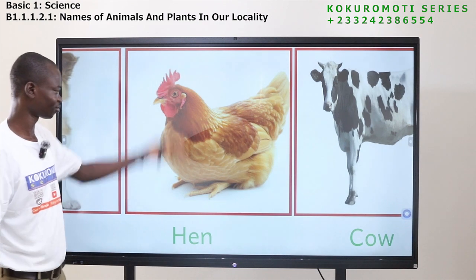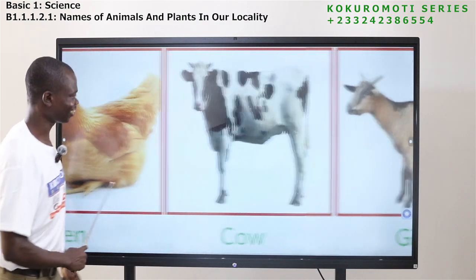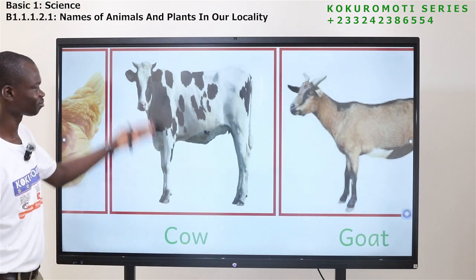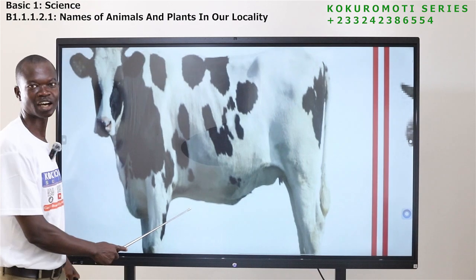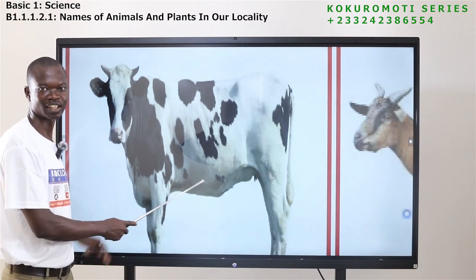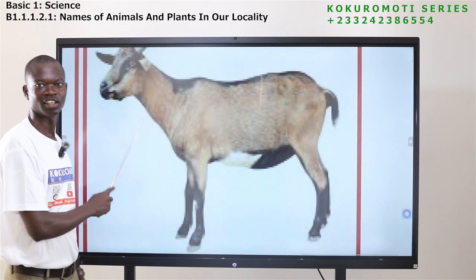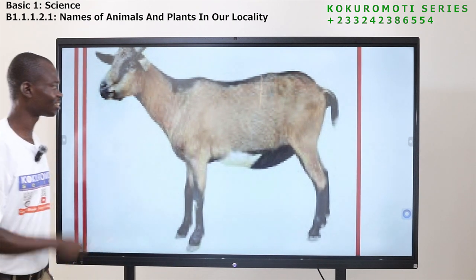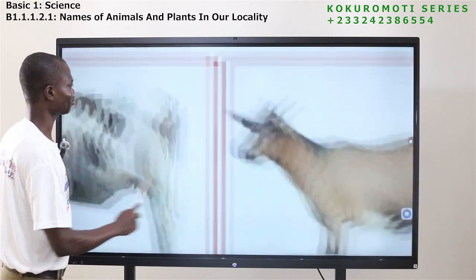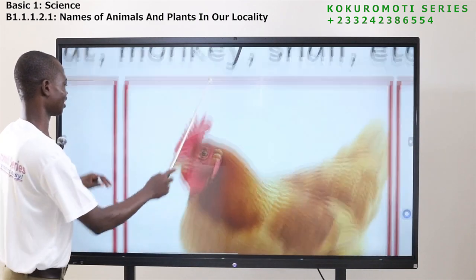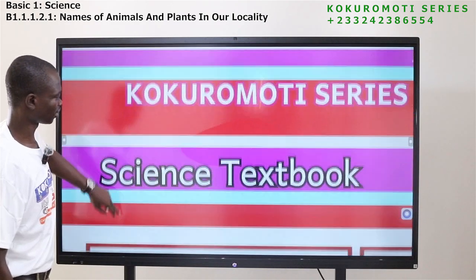This is hen. Hen, we call it akoko. This is cow. Cow, we call it nenchi. Do you get it? We call this nenchi, cow. This is goat. We call it aponchi. Now let's come to this side. We are looking at animals.